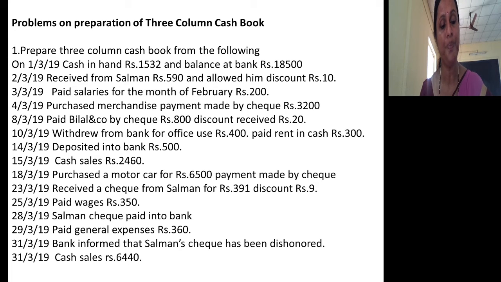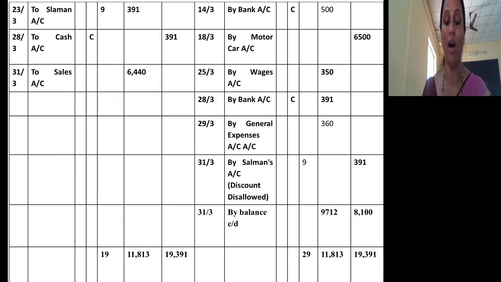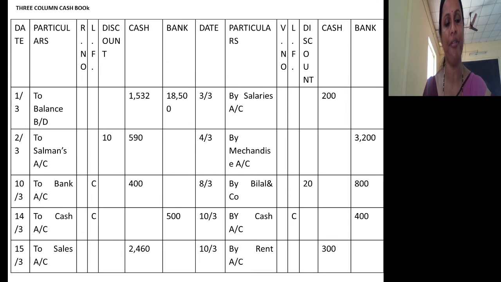So next one. Paid wages. How did you pay? You paid by cash. What's the journal entry? Wages account debtor to cash account. So on the credit side of the cash book, in the cash column, by wages 350.